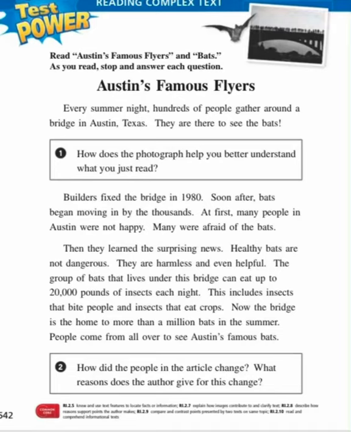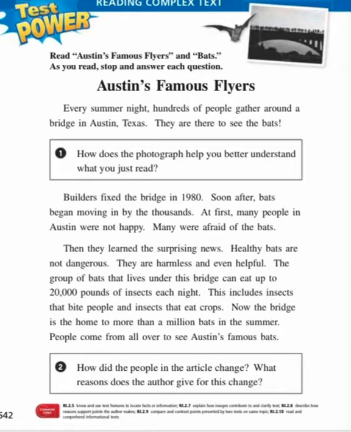Reading complex texts. Read "Austin's Famous Flyers" and "Bats." As you read, stop and answer each question. Austin's Famous Flyers. Every summer night, hundreds of people gather around a bridge in Austin, Texas. They are there to see the bats. 1. How does the photograph help you better understand what you just read?